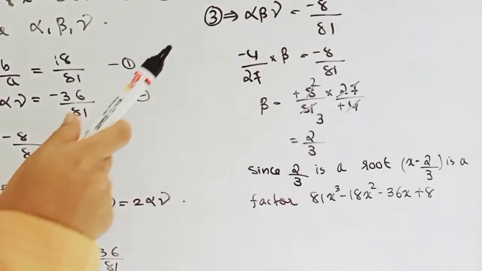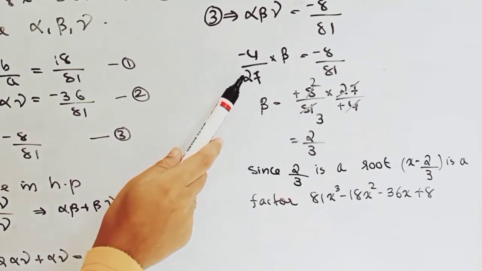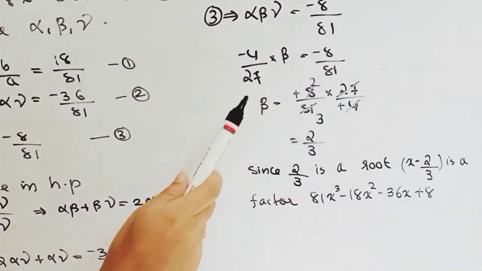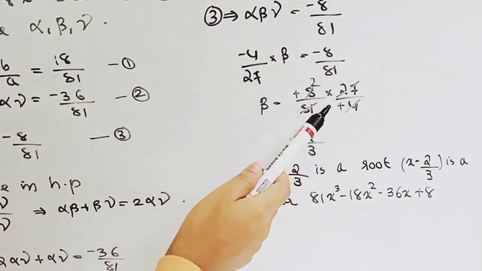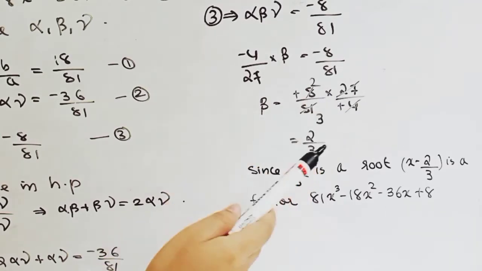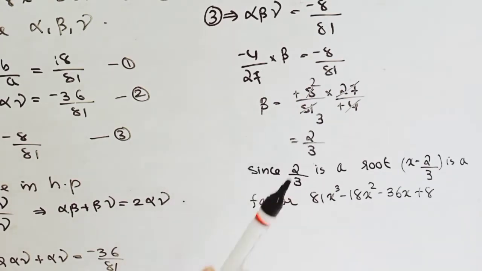Putting into equation 3, alpha beta gamma is minus 8 by 81. It is minus 4 by 27 into beta, which is minus 8 by 81. So beta can be minus 8 by 81 into 27 by 4. So minus 27 by minus 4. Having cancelled, we will get 2 by 3. B is equal to 2 by 3. So beta is 2 by 3.